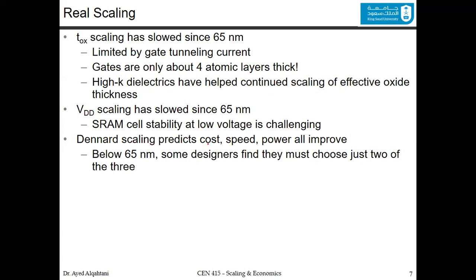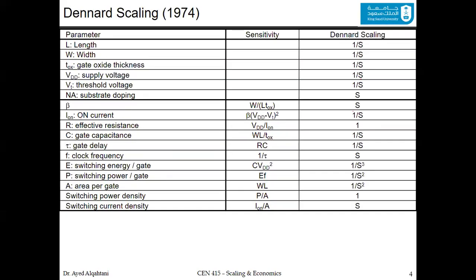Now, Dennard scaling predicts cost, speed, and power all improve. But that was from the beginning of Moore's law up to the 65 nanometer. Below 65 nanometer, some designers find they must choose just 2 of the 3: cost, speed, and power. So let's go back to the table to understand the recent complications. The V threshold doesn't scale anymore after the 65 nanometer. Let's say it's slowing down, and recently, as we are reaching 1 nanometer, the V threshold is not scaling down anymore, so it is equal to 1. The VDD doesn't scale down either, it is equal to 1.